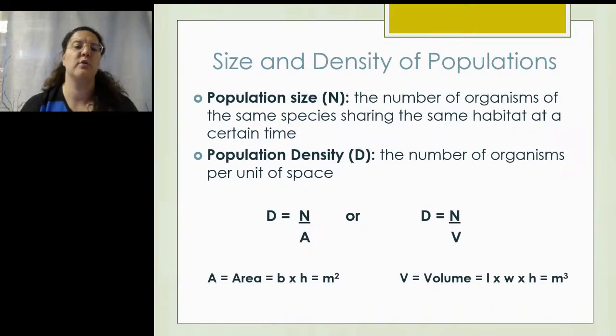And we're going to look at a few more equations today. Again, they're also in your data booklet. So, population size is the number of organisms of the same species sharing the same habitat at the same time. And the population density is the number of organisms per unit space. So, we can calculate this by the number of organisms divided by the area. And it doesn't matter what the area is calculated in. It could be calculated in volume, in meters squared, or in kilometers squared. But you just have to make sure your units are correct in your answer.